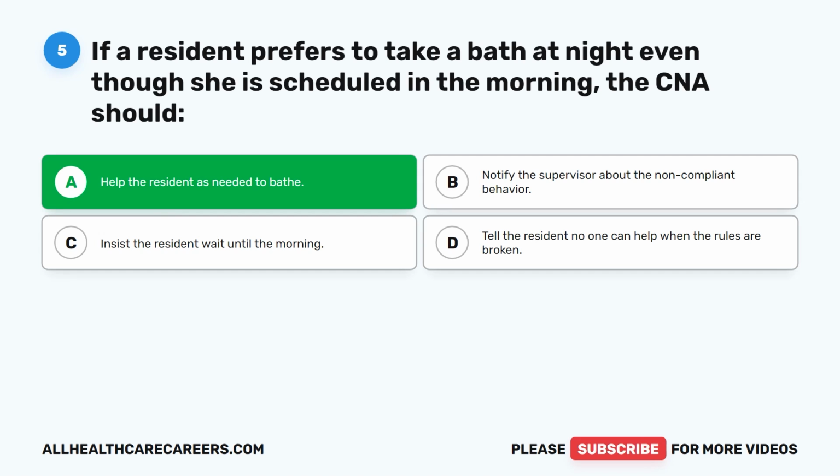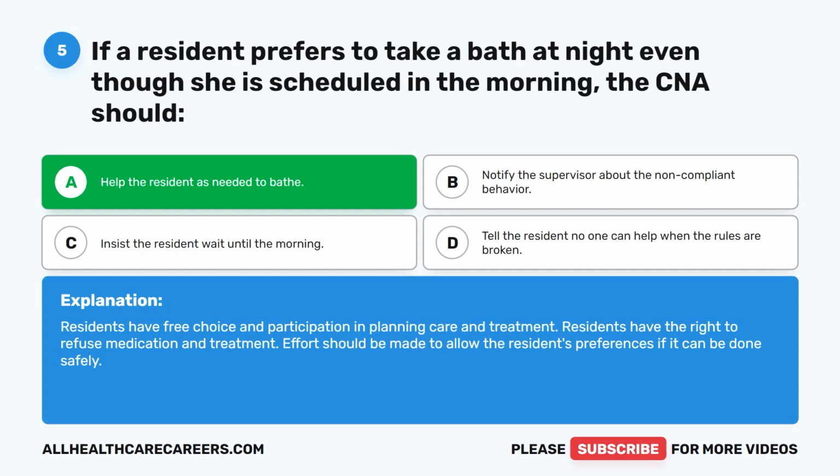Help the resident as needed to bathe. Residents have free choice and participation in planning care and treatment. Residents have the right to refuse medication and treatment. Effort should be made to allow the resident's preferences if it can be done safely.